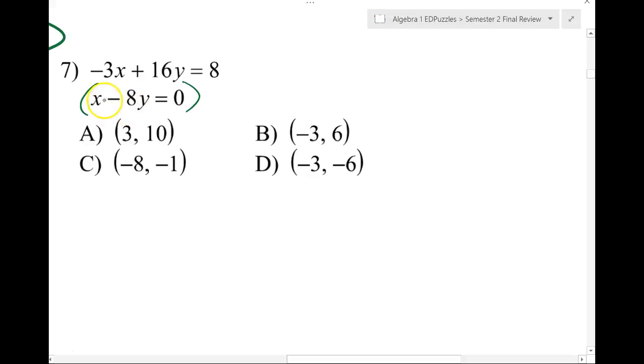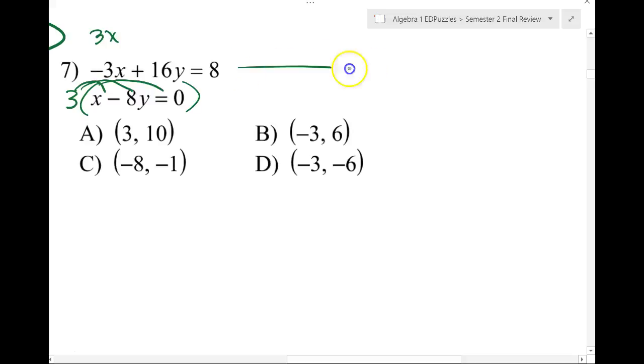Okay, so let's just multiply the bottom one. Now, you could multiply the top one times a fraction, but that just gets more complex, and we don't want to do that. So I'm going to focus on the smaller numbers, the 3x and the x here. In order to get this x to be the opposite, it needs to be 3x. So what do I multiply? 3. Remember, when you multiply, you multiply all the terms in the entire equation.